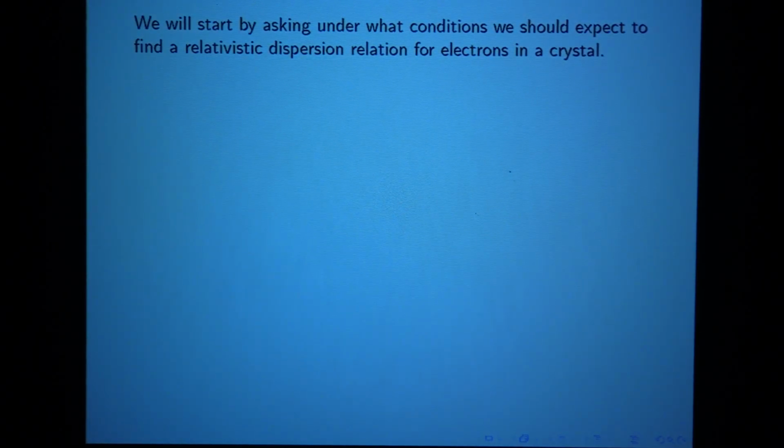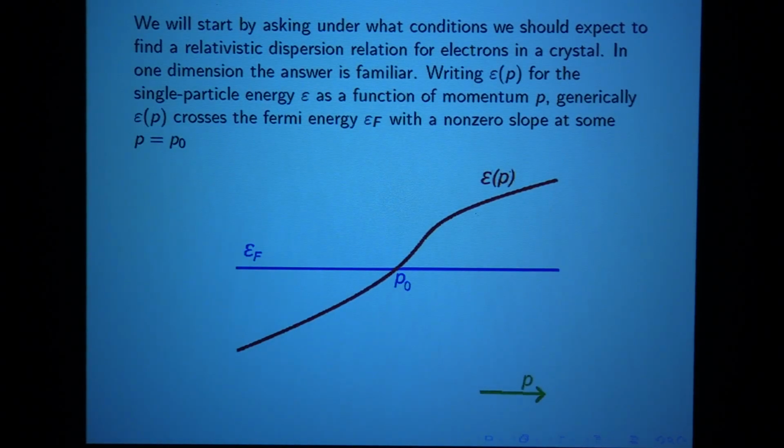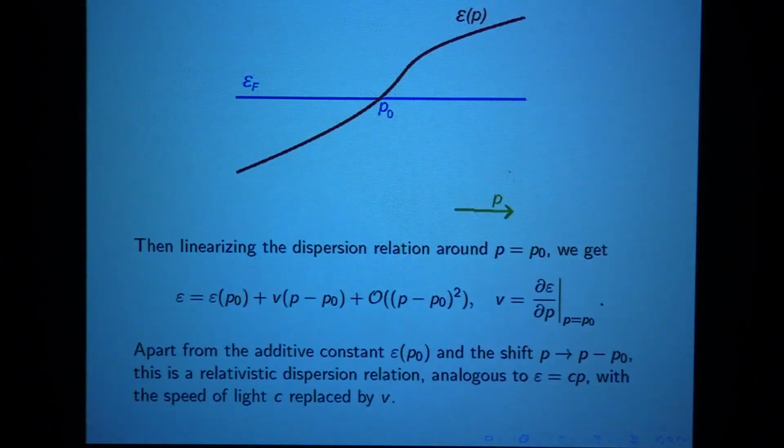So we'll start by asking under what conditions we should expect to find a relativistic dispersion relation for electrons in a crystal. In one dimension, the answer to this question is very well known. I write epsilon of p for the single particle energy epsilon as a function of momentum p. Generically, it's a completely random curve that crosses the Fermi energy somewhere. And there's no reason for the slope to be 0 when the two curves cross. So generically, the slope isn't 0.